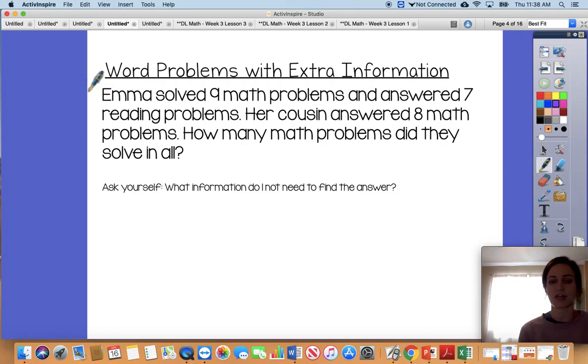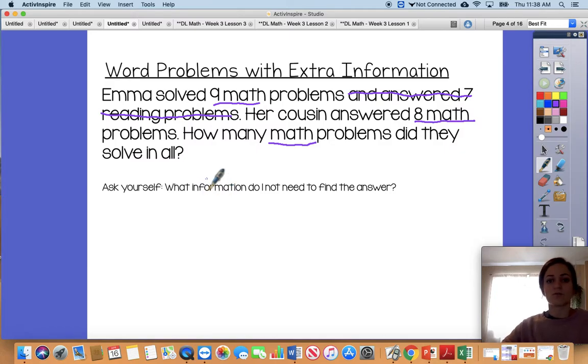I'm going to read it again. Emma solved 9 math problems and answered 7 reading problems. Her cousin answered 8 math problems. How many math problems did they solve in all? So what was it? What was the information that was extra that we didn't need? The reading problems, right? Okay, we don't care how many reading problems she did because that's not what the question asks. It only asks how many math problems she did. So I'm going to look at only the math problems.